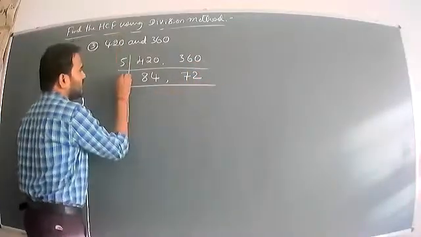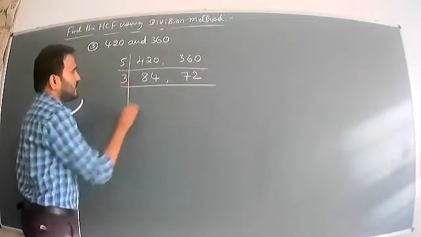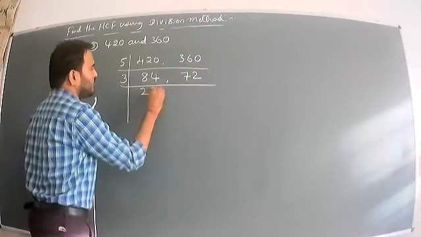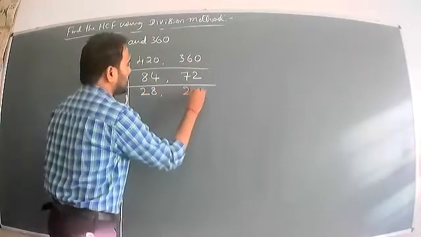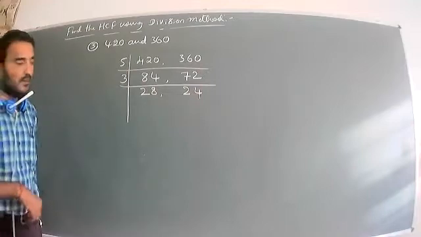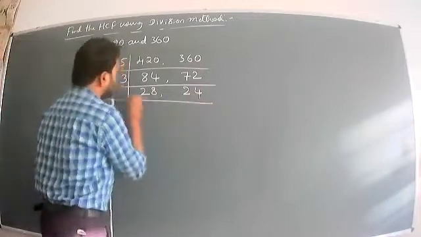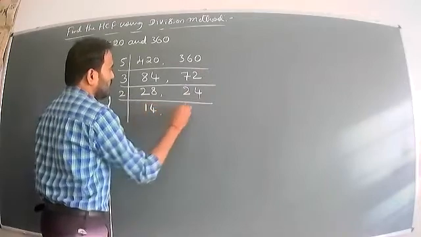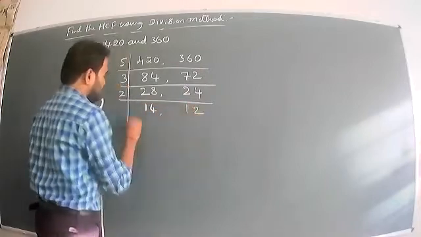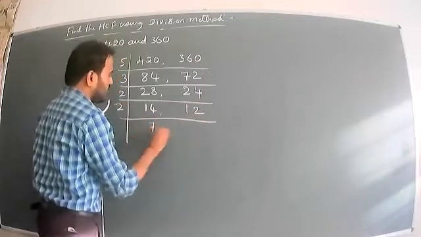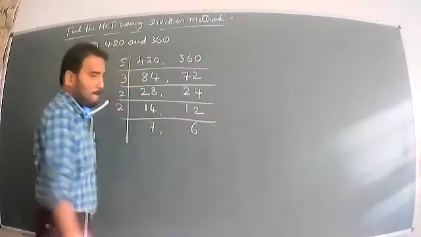Next, can we check 3? Yes. 3 twos are 6. 2 remaining, 3 eights are 24. 3 twos are 6, 3 fours are 12. Next again, take 2. 2 ones are 2, 2 fours are 12... 2 sevens are 14, 2 threes are 6.